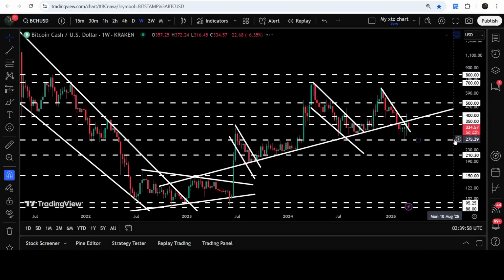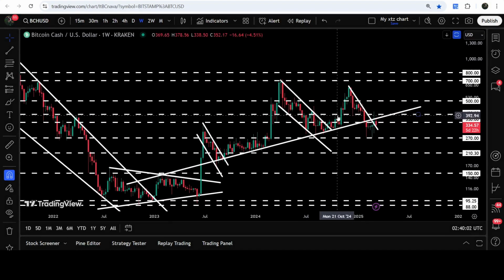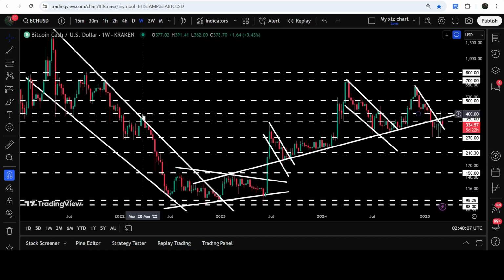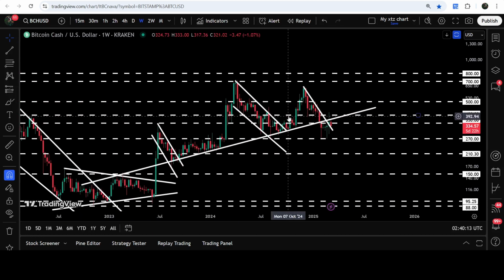If we take a look at the weekly time frame chart, then you can see that this $400 has been previously working as a resistance and support here. And before that, it was also working as a resistance here and support here for several weeks or months. And therefore now, again, it is working as a very, very strong resistance after the breakdown.